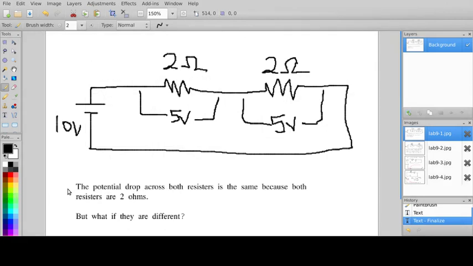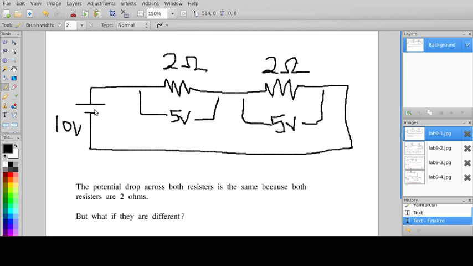So what you're looking at here is a diagram. The best I could do with my whiteboard and my mouse is basically a 10 volt battery right here, and there's a 2 ohm resistor there, and there's another 2 ohm resistor here. The 5 volts there, I probably should have done in a different color. That's not part of the circuit, that's just going to be a measurement there, and there's another measurement there.